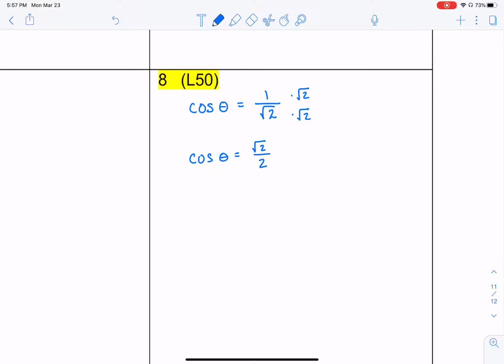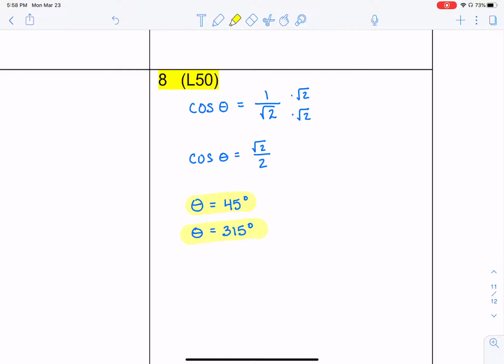Consult the trig circle for that, and I find theta has 2 locations where cosine is root 2 over 2. That takes place at 45 degrees, and it takes place at 315 degrees. Both of those are solutions.